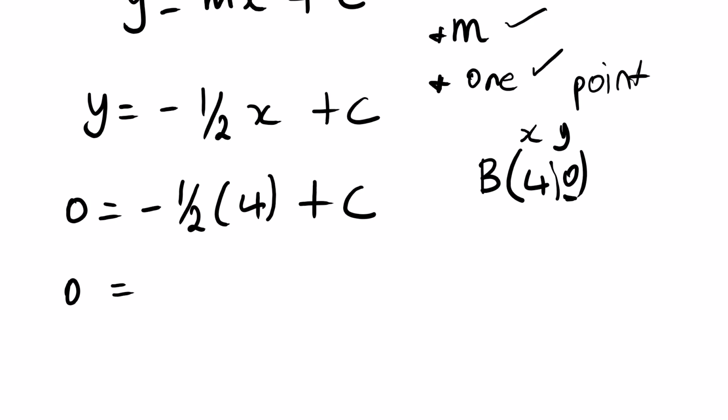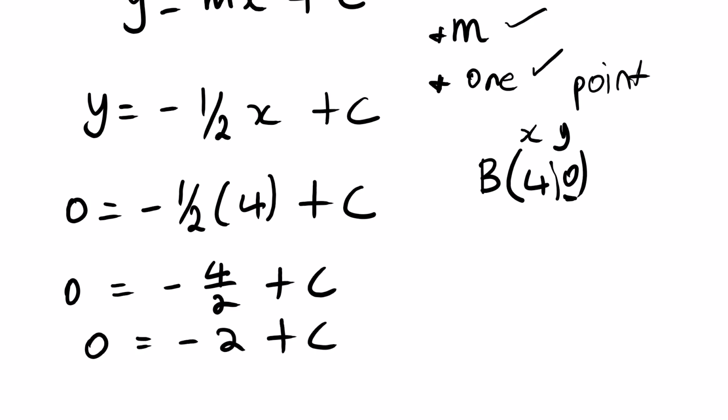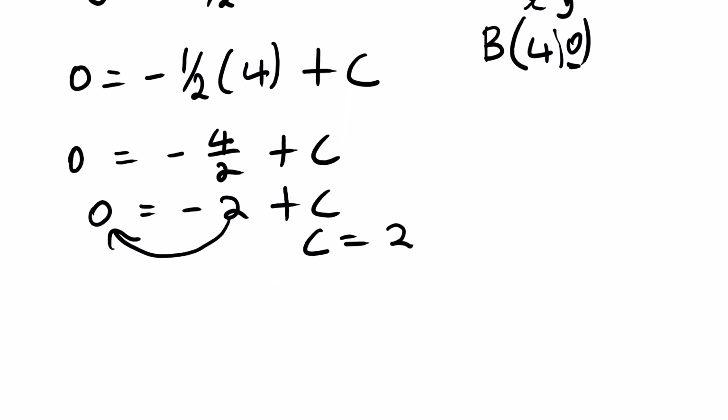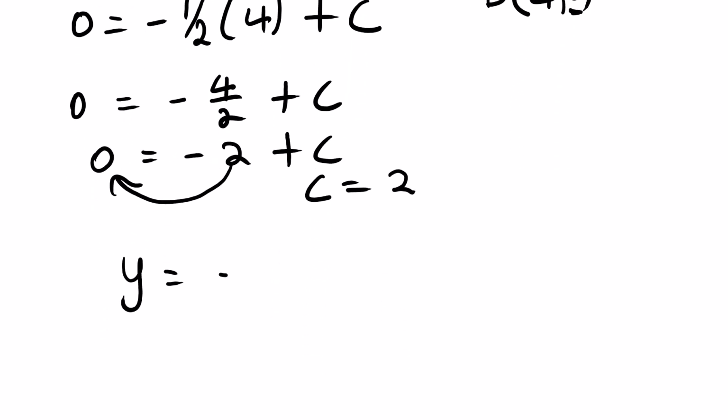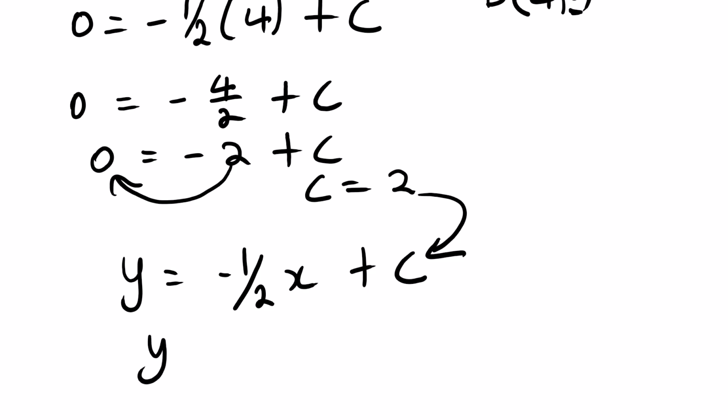So negative 1 over 2 multiplied by 4 is actually negative 4 over 2, plus c. We have 0 equals negative 2 plus c. Transposing this to the other side, c equals 2. And then we go back to this equation, y equals negative 1 over 2 x plus c. Where we see c, we simply substitute our calculated answer, plus 2.